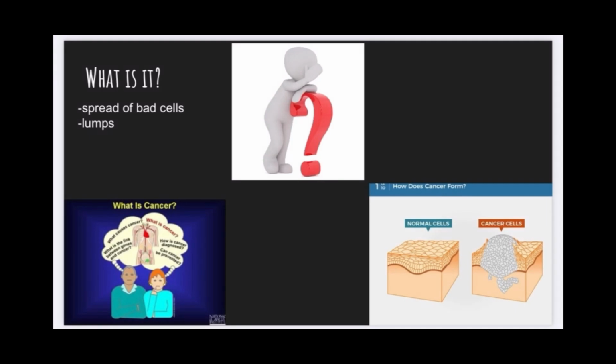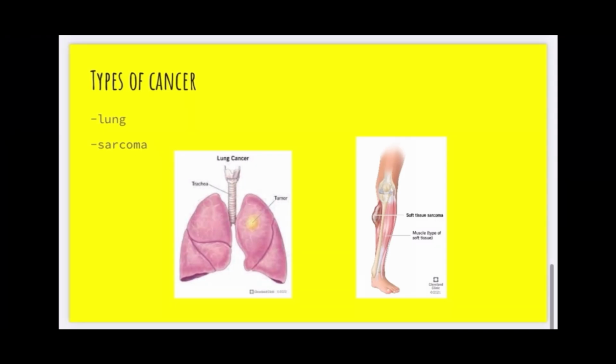So, what it is: a disease in which some of the body cells start growing uncontrollably and spread to other parts of the body, and it outcompetes normal cells. As you can see in the example in the bottom right corner, the cells start growing and spreading, and it forms a lump. That lump is called a tumor. There are over 200 types of cancer. Two examples are lung cancer and sarcoma, which is a cancer that develops in the bones and on soft tissues.